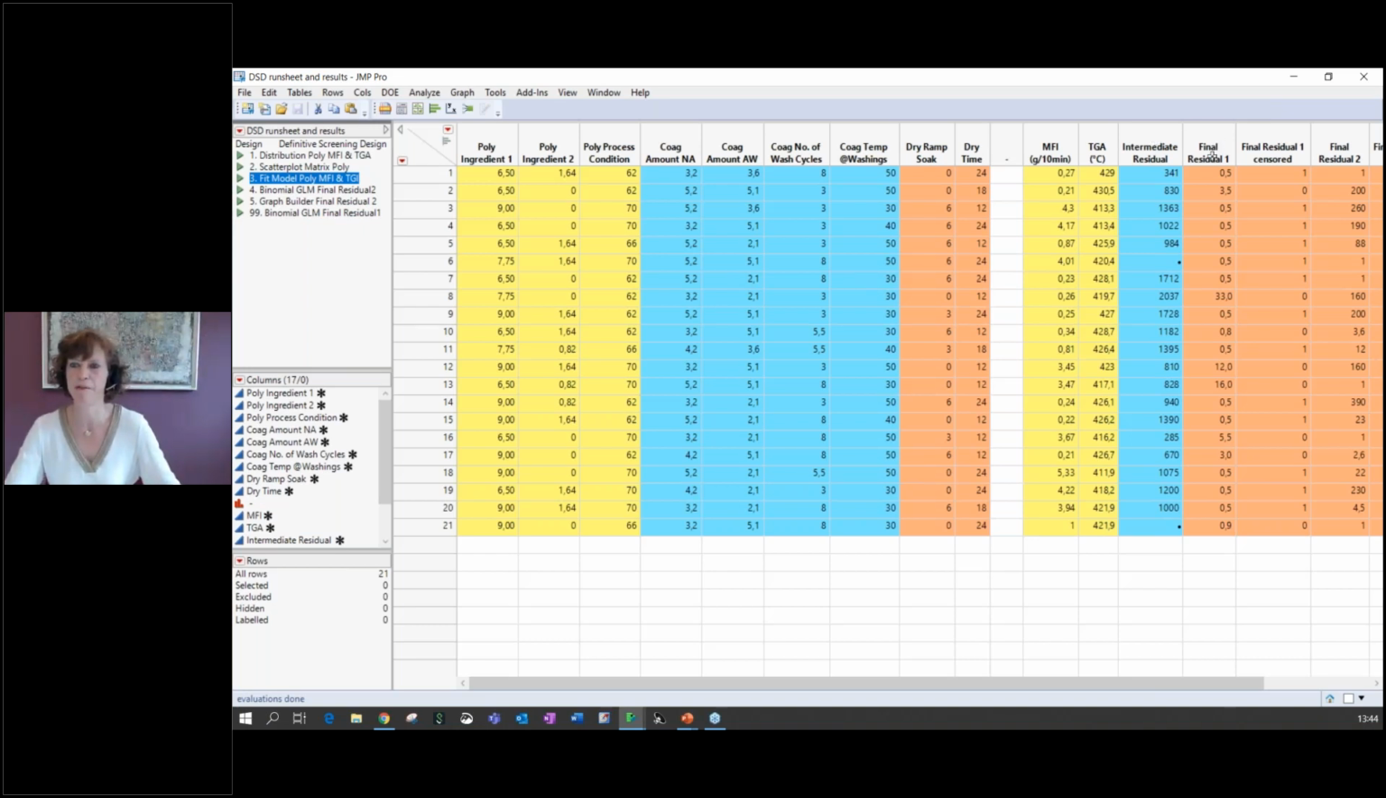So for example, in the final residuals, we had a lot of 0.05s, which means that was below the detection limit of 0.5, which is great for the product, but for the statistical analysis, this is a difficult distribution to analyze. But if you have a statistician, he or she should be able to deal with it.